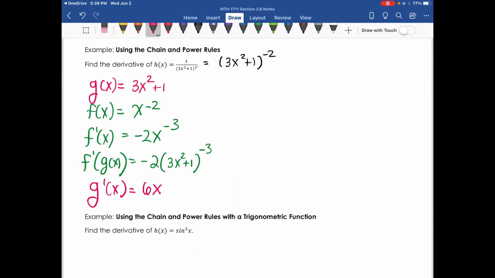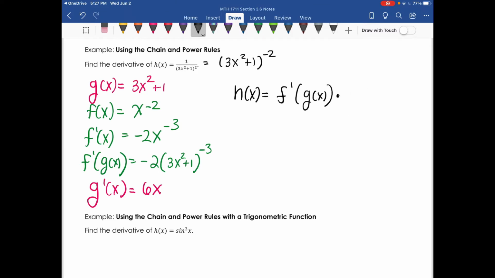And now the derivative of g of x is going to be 6x. Because I bring that 2 down in front and I have 6x. And then the plus 1 is a constant. So when I take the derivative of that term, we get 0.